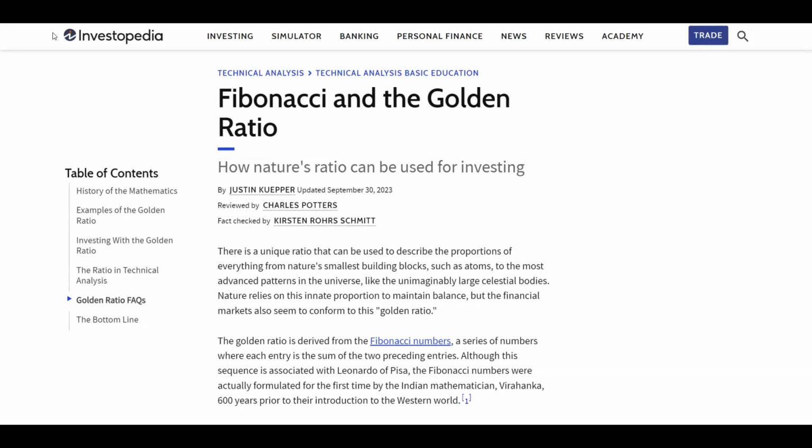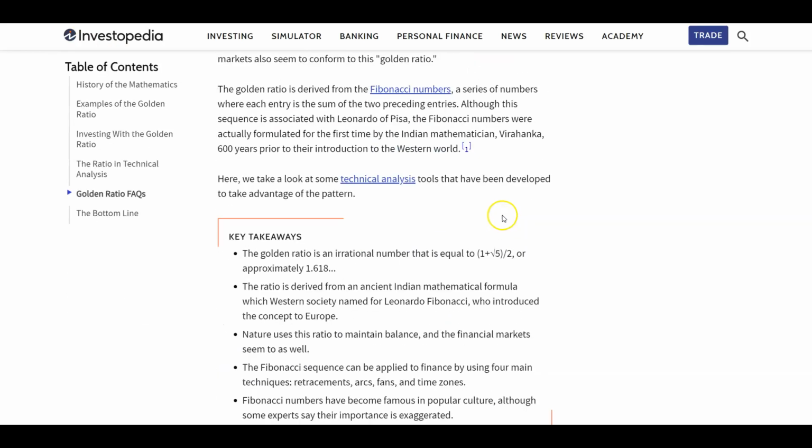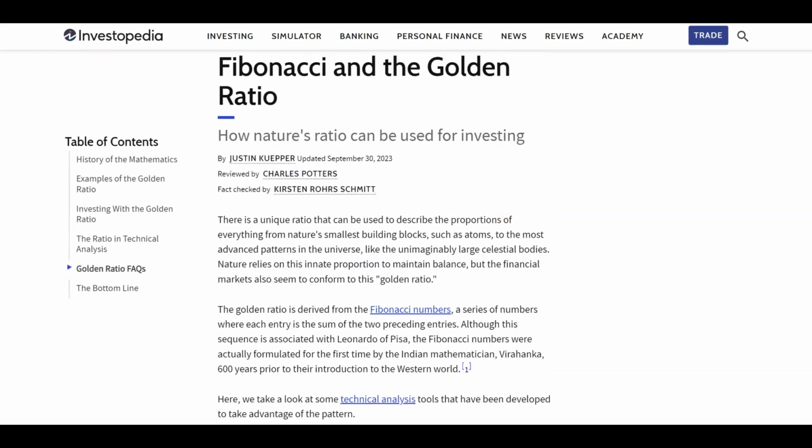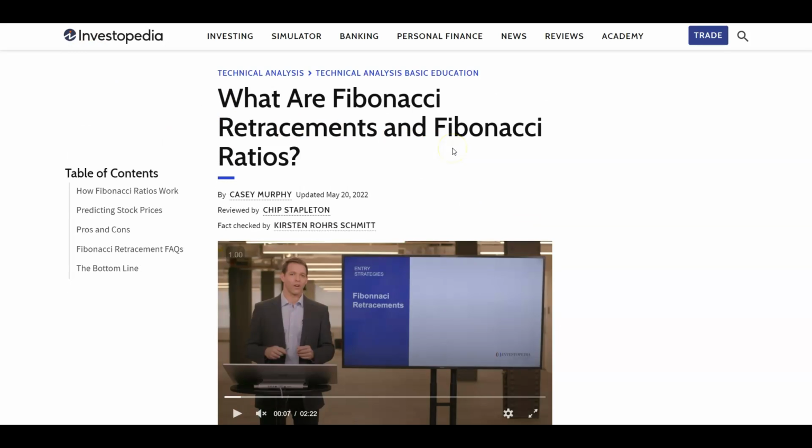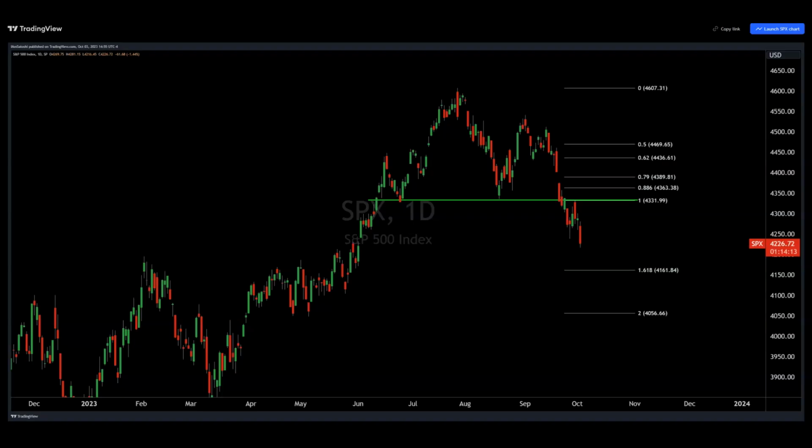So I'm not going to talk about what fibs are, but there are plenty of articles that do talk about that. I don't care why it works. I'm just here talking about it because I know it works, at least for me, right? So I'll leave these two articles in the description for you to peruse at your own leisure, and I'll get to the fib tool in a minute.